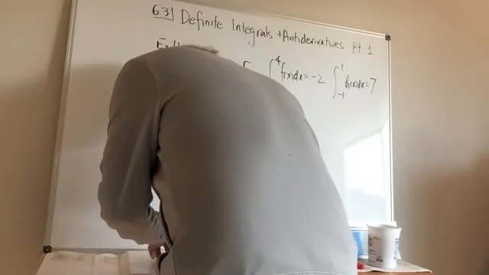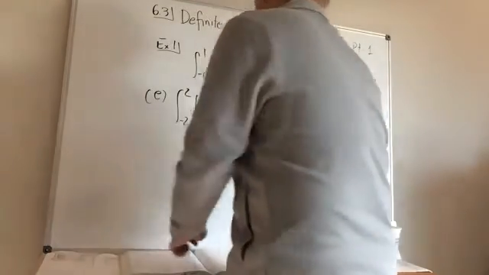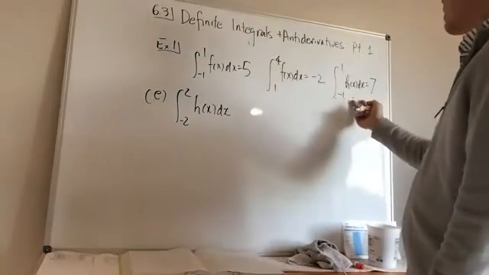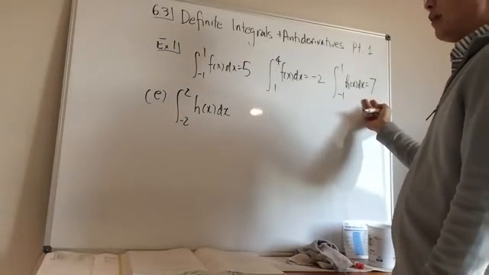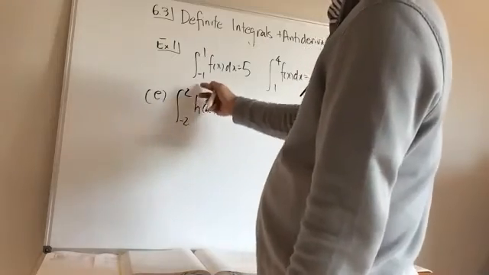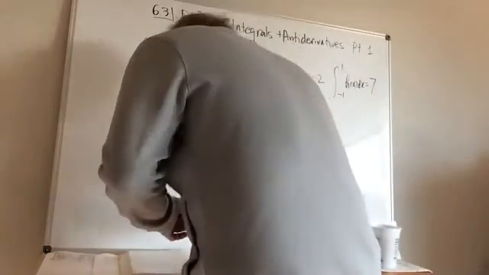E, we have the integral from negative 2 to 2 of h of x dx. As far as h of x, we know that from negative 1 to 1, it's 7. But again, we have no data between negative 2 and 2. So this is the same thing. We do not know.